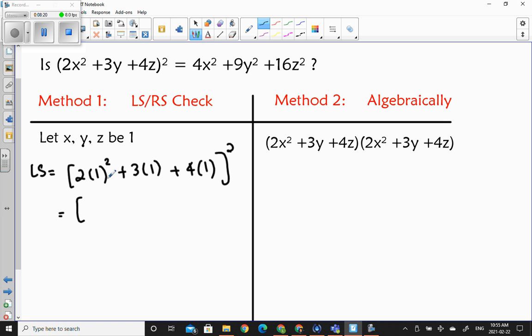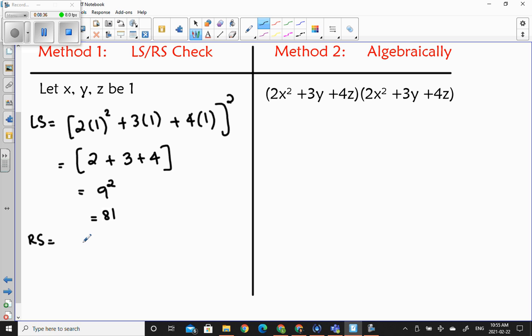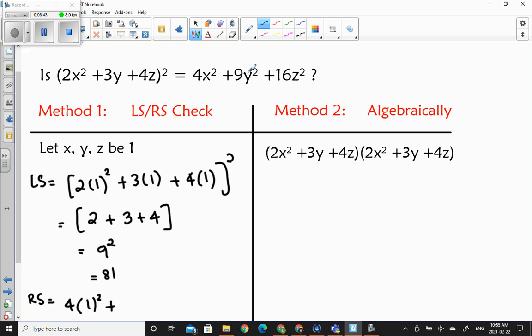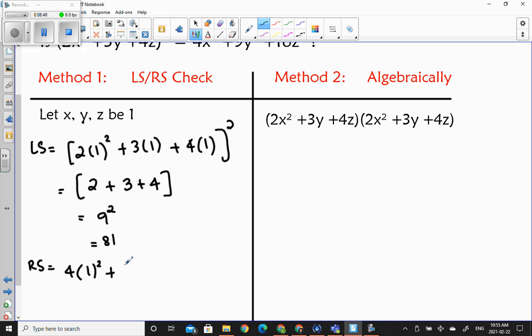So this is going to be 2 times 1 squared is 2, plus 3 times 1 is 3, plus 4 times 1 is 4. So it's basically going to be the square of 9, right? 4 plus 3 is 7, plus 2 is 9, which is 81. And now my right side, I'm going to do the same thing, assign the same values to x, y, and z. So it'll be 4 times 1 squared plus 9 times 1 squared plus 16 times 1 squared.